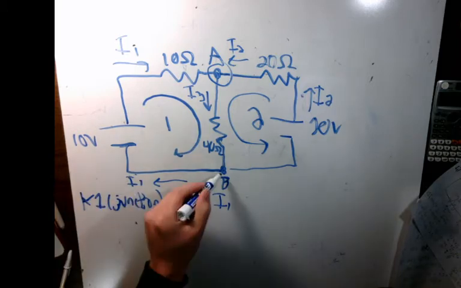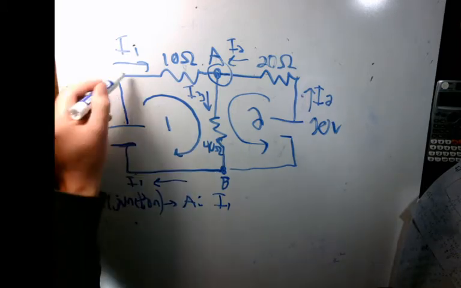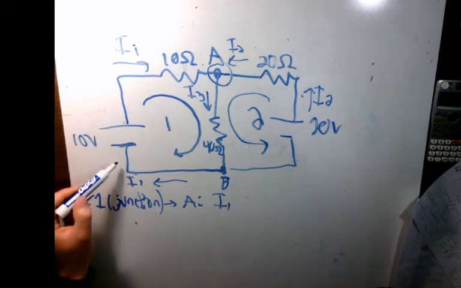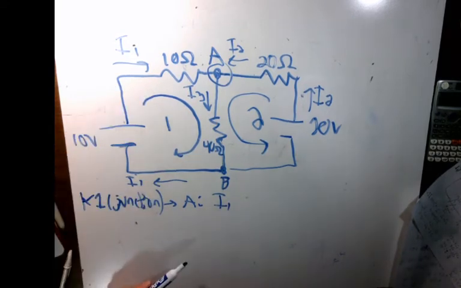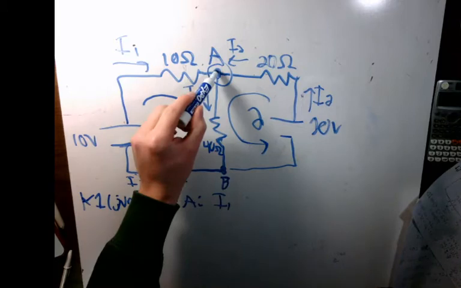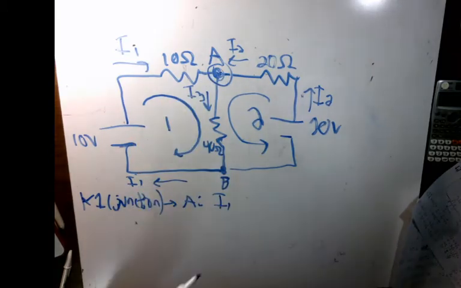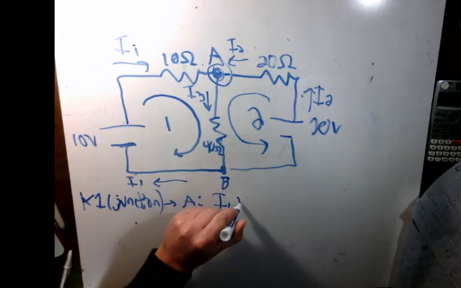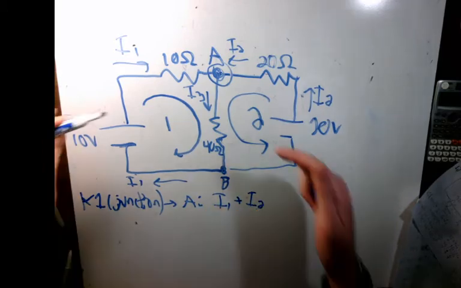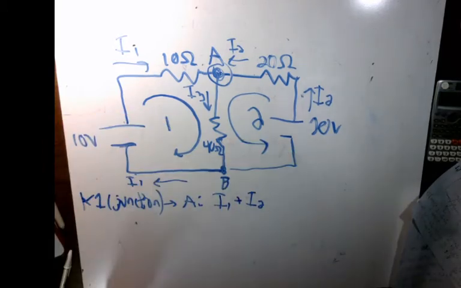Because the current is going to be constant in the wire, even if we have a voltage change, right? The only time our current is changing is when we're splitting it at a junction. So current 1 and current 2 are coming in, and current 3 is leaving.